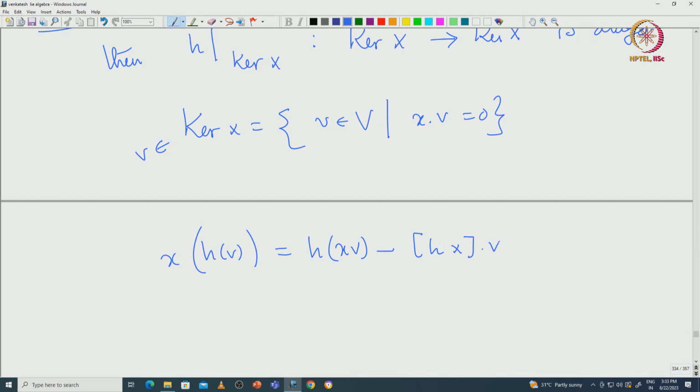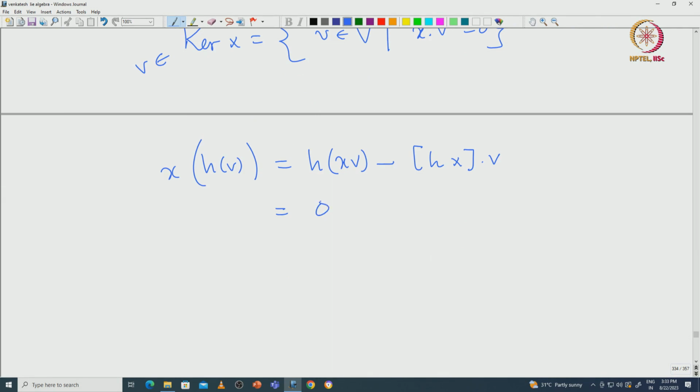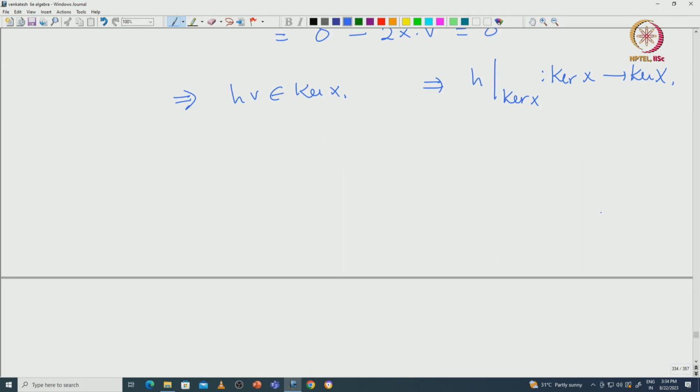[H, X]v, okay, because I have used it in reverse way, but Xv is 0 already. Then what is [H, X]? It is 2X, that is also acting on v. So, that is also 0. So, that implies Hv is again inside the kernel X. So, when you restrict H to kernel X, this maps kernel X to kernel X. So, it makes sense to ask whether this map is diagonalizable or not. That is again a simple computation, I will leave it to you to check.